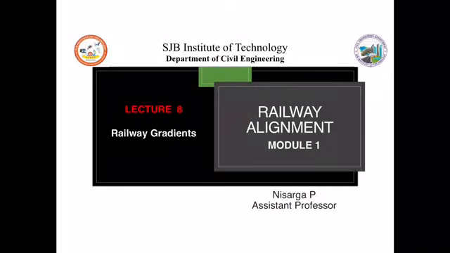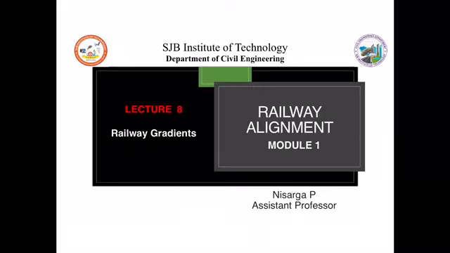Hello students, in the previous sessions we discussed the topics related to the railway track components. We discussed the requirement of various components, what the various types available are, and how they have to be designed. All those aspects will be studied in the first part of module 1. In the second part of module 1 we have the topics related to the railway alignments.